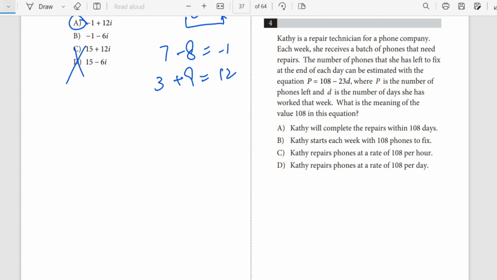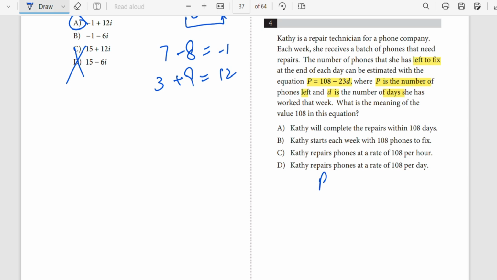Kathy is a repair technician for a phone company. Each week she receives a batch of phones she needs to repair. The number of phones that she has left to fix at the end of each day can be estimated by this, where P is the number of phones left, and D is the number of days that she worked in a week. What is the meaning of the value 108 in this question?